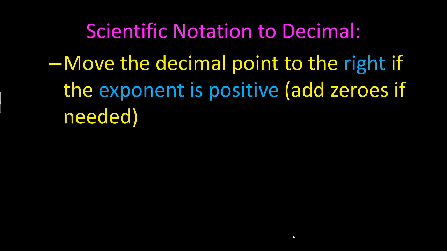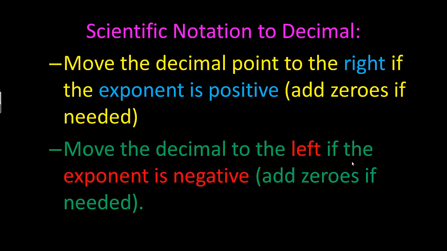Now we're going to convert from scientific notation to decimal because you'll want to do that too. The first thing you're going to do is move the decimal point to the right if the exponent is positive, adding zeros if you need to. Move the decimal to the left if the exponent is negative, and add zeros if you need to.